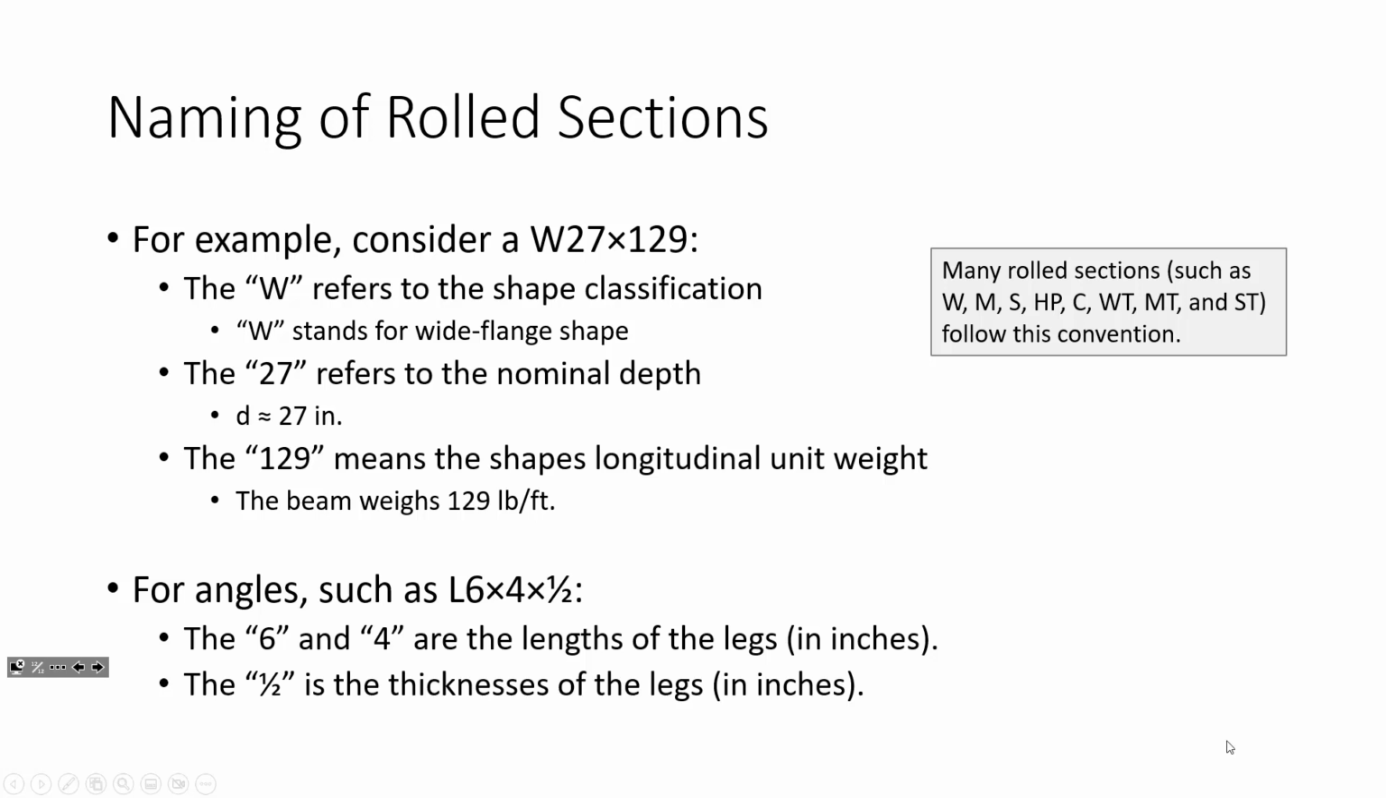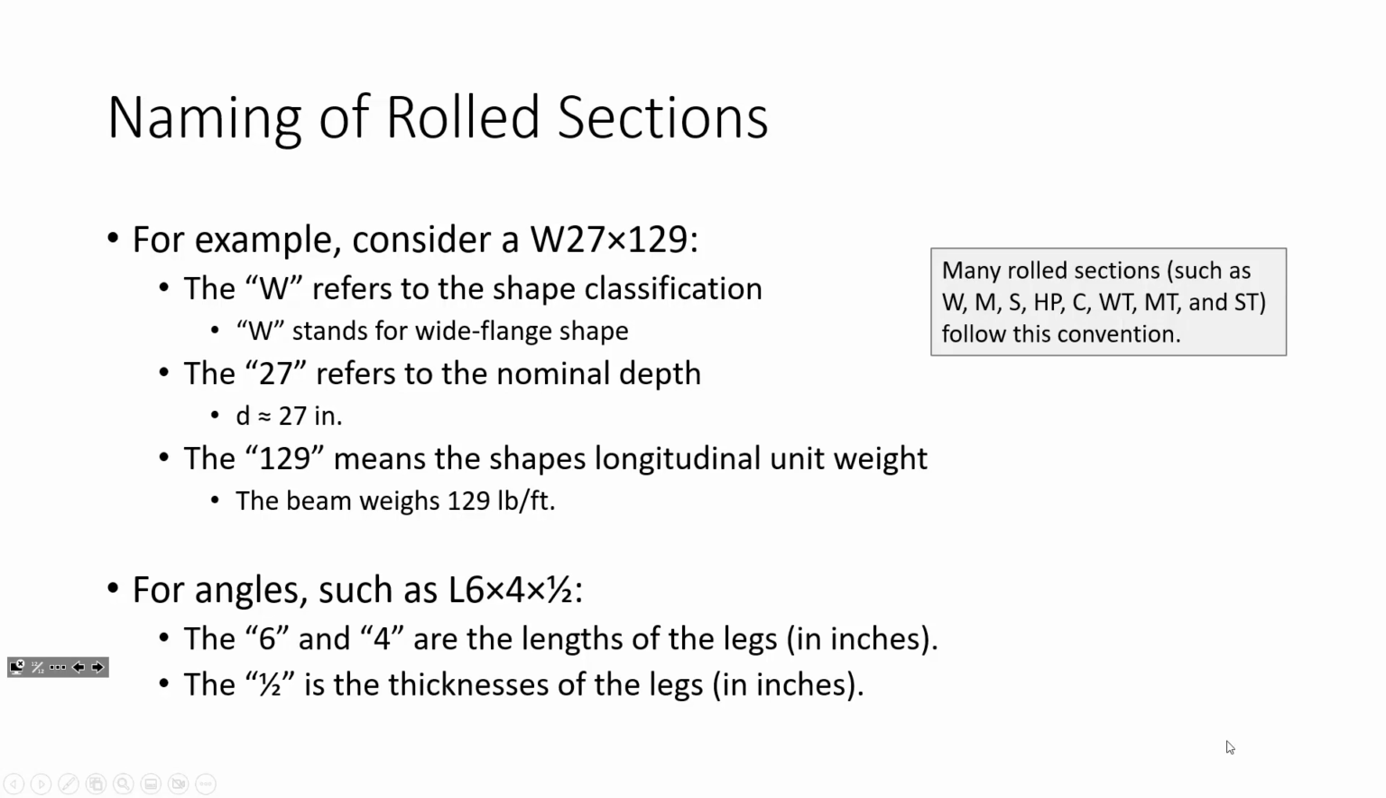Now, if we're talking about angles, angles tend to be named something like this. So if I had an L6 by 4 by a half, the 6 and 4 are the lengths of the legs, and then the half is how thick the legs are in inches. Just throwing a little bit of terminology at you. Does that make sense? All right, any questions so far? This isn't hard, is it? This isn't all that difficult.